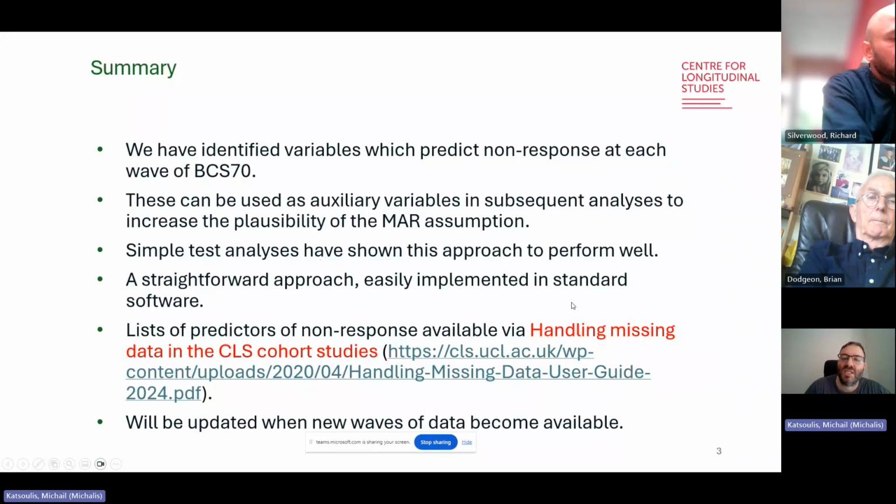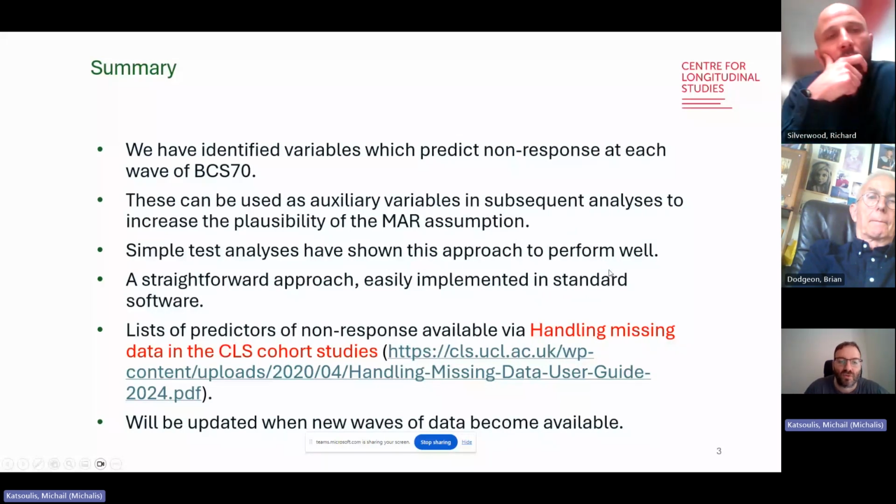And in this CLS user guide here, you can find the list of predictors of non-response of BCS 70 and of course of other studies as well. And this user guide will be updated when new waves of data become available.